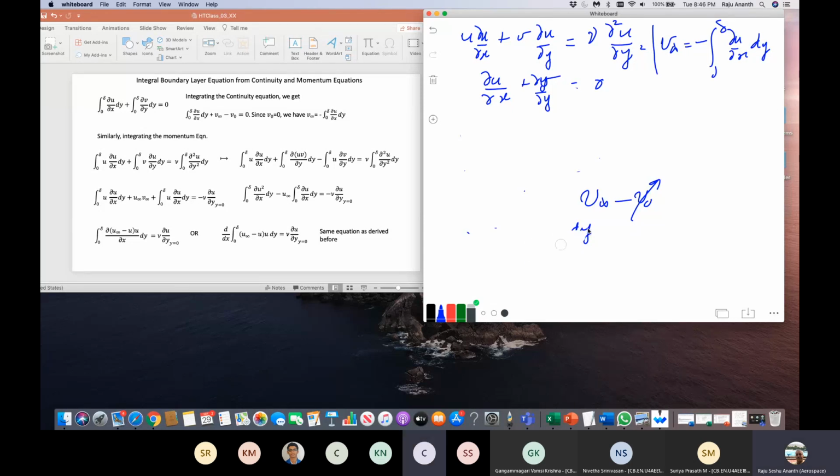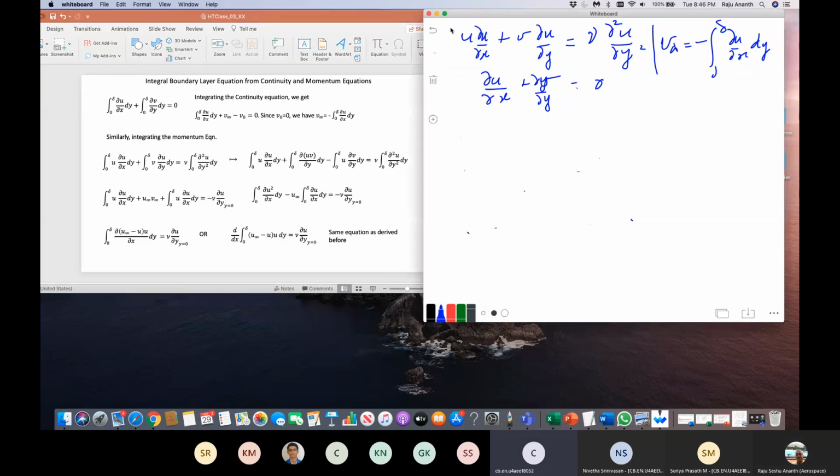I'm going to integrate the momentum equation now. It's a laborious process. I can easily erase the whole board, but I can't erase this writing. Okay, so let's integrate the first equation here. So I get, everything has to be dy. Okay, so I get the integral from 0 to delta of u du/dx dy.